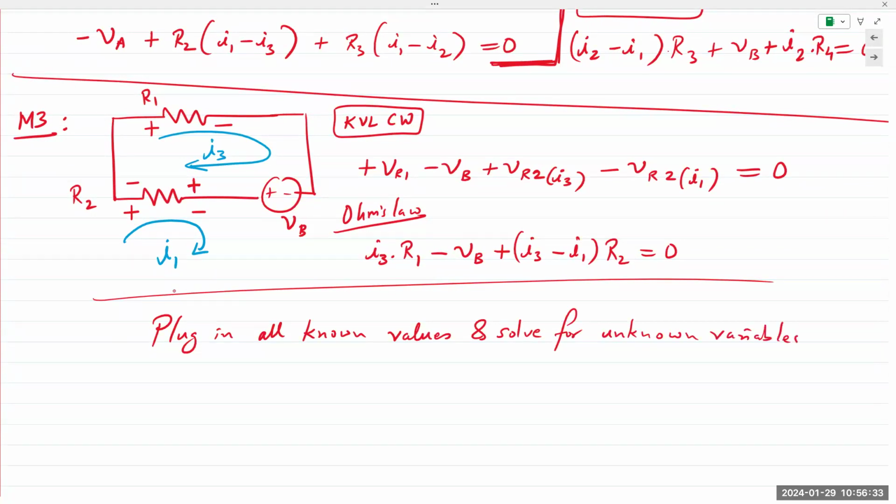Unknown variables, which are the mesh currents. Again, the whole purpose of these two techniques is so that we can solve for the unknown resistor voltages and the resistor currents that are present in the circuit. The branch current assumptions for node voltage and the mesh current assumptions for the mesh current analysis are simply unknown variables for us to solve the circuit. And that's all. So setup of the problem is very important. Once you set it up correctly and you apply KVL or KCL correctly, your final answer should be correct.